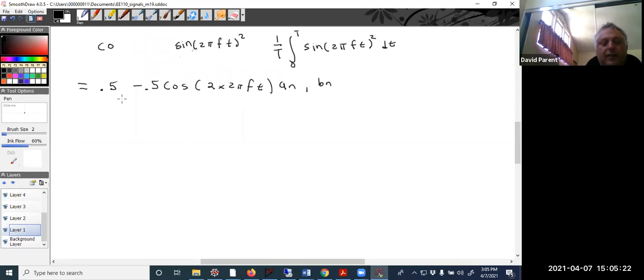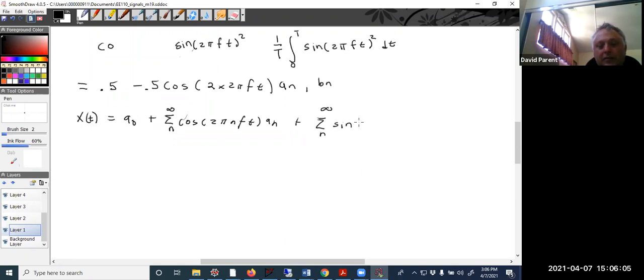Now, let's just remember, x(t) can be represented with a naught plus the sum of infinite cosines and a sum of infinite sines. Right? Well, this is already in that format, except it's just not infinite, it's finite.